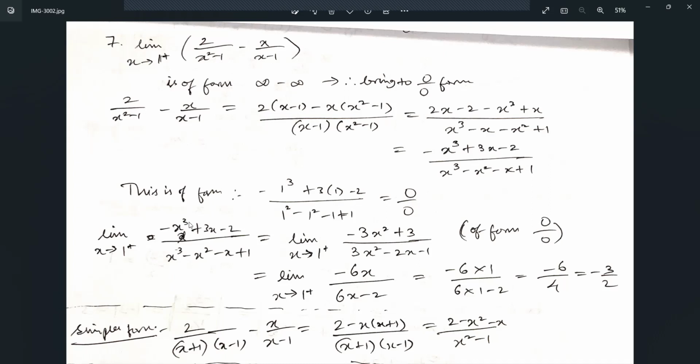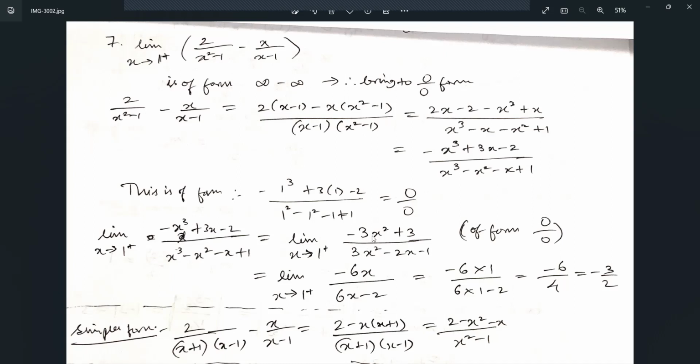So I differentiate the numerator, and when I differentiate the numerator, I get minus 3x square plus 3 here, and the denominator is 3x square minus 2x minus 1. Now again, what we see is if I substitute 1, what we get is minus 3 plus 3, which is 0. The denominator is 3 minus 2 minus 1, which also gives us 0.